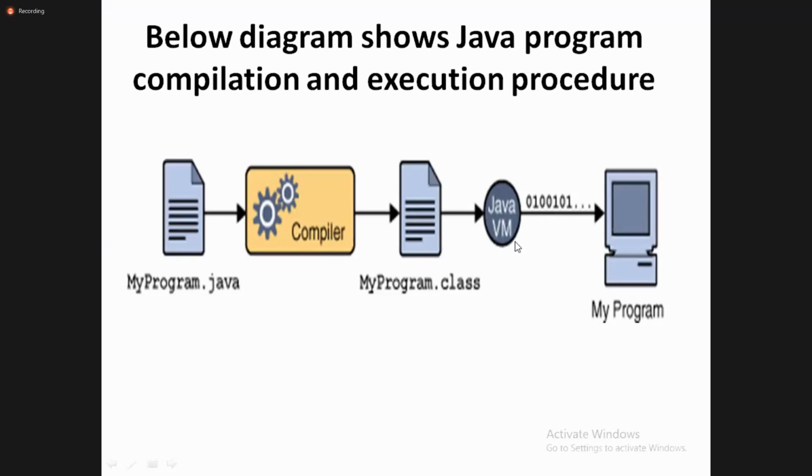This is the diagram given by Sun Microsystems. My program.java is given to the compiler software. The compiler software compiles it and converts it into a myprogram.class file with bytecode. The myprogram.class file is given to the Java virtual machine. The Java virtual machine then converts that bytecode into machine language. Machine language means zeros and ones of the current operating system, and it hands over to that operating system. Then from there we are getting the output of my program.